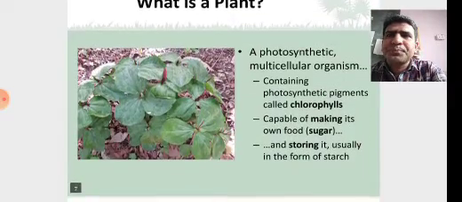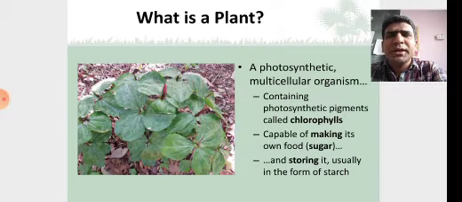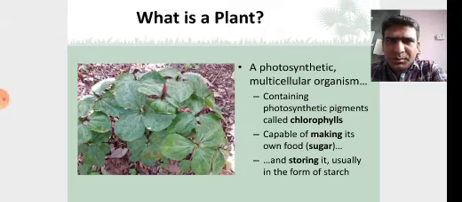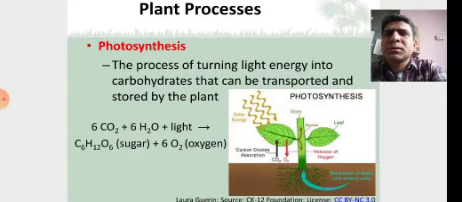Then what is a plant? That is the basic one. A plant is a photosynthetic multicellular organism containing a photosynthetic pigment called chlorophyll, capable of making its own food in the form of sugar, carbohydrate, glucose, and storing it usually in the form of starch. As I say, there is a formation of starch. These are sugar molecules synthesized in the photosynthesis process in the plant.